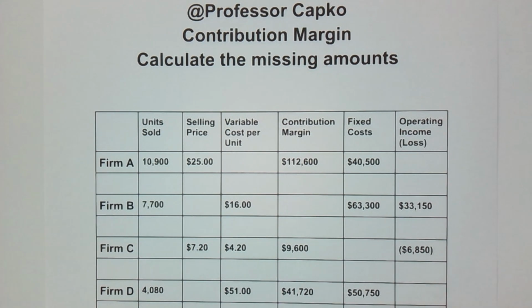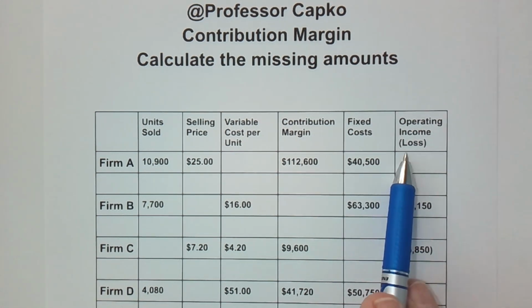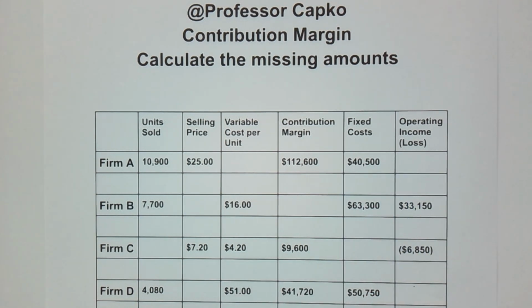We also are given a certain amount of fixed costs and we're asked to calculate the operating income in some cases, or in other cases the loss. The loss is going to be reflected in parentheses like that to show a negative number, as is the standard in accounting. Let's dive into this.